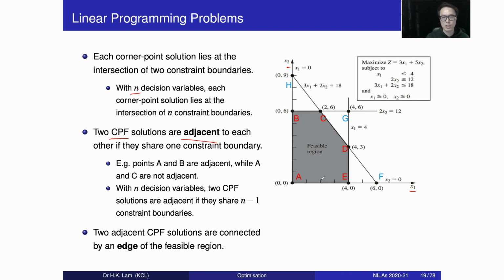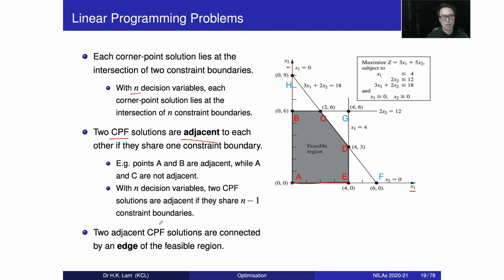It means that if they lie on the same segment, for example this one, where we have one constraint boundary, then they are adjacent. A to E are adjacent because they are on the same line. A and C are not adjacent because they are not on the same line segment.